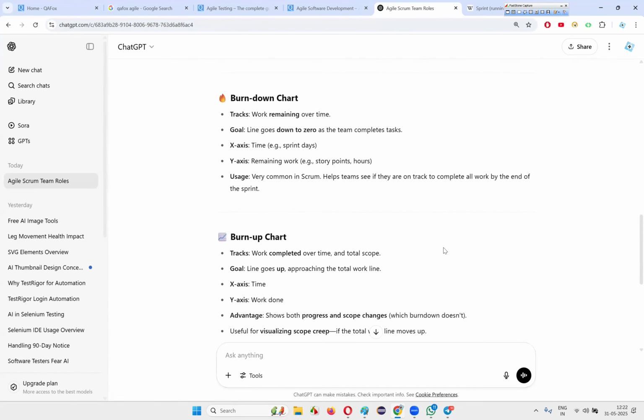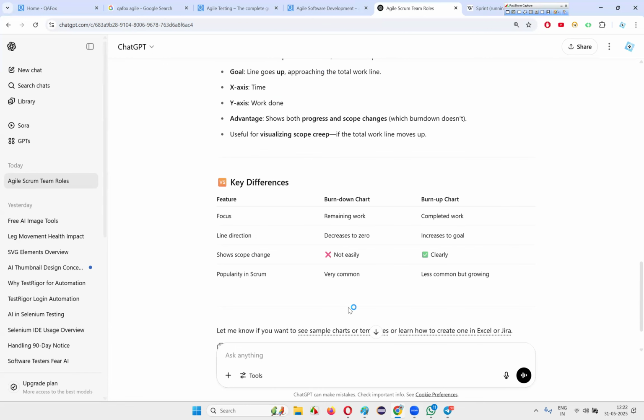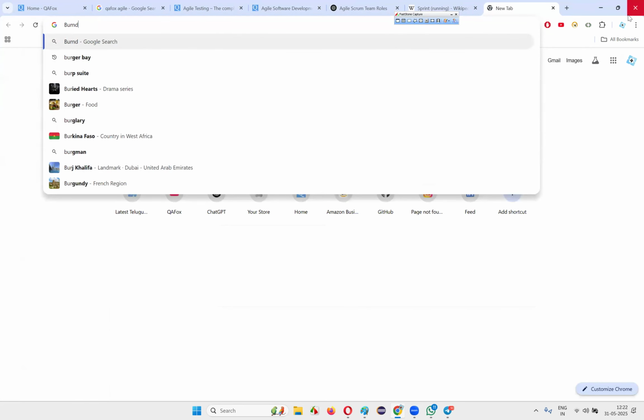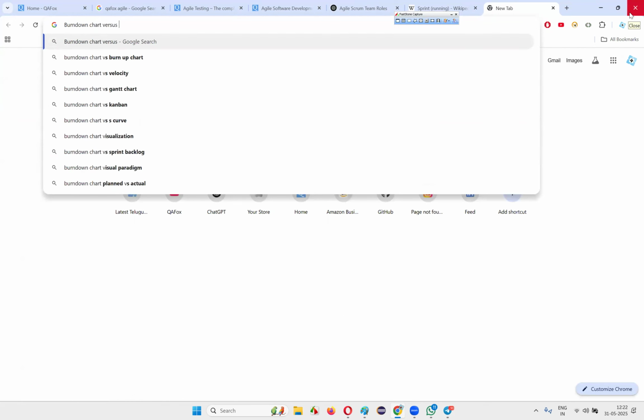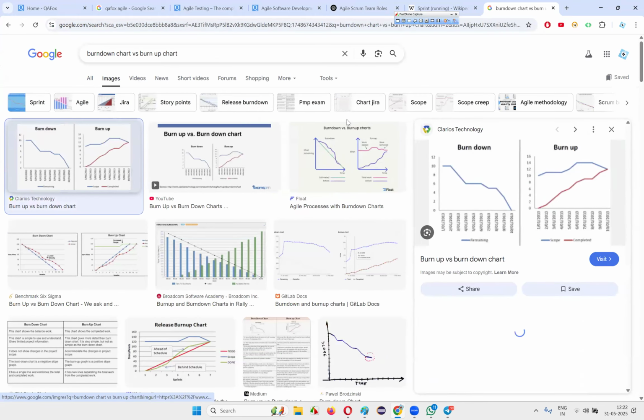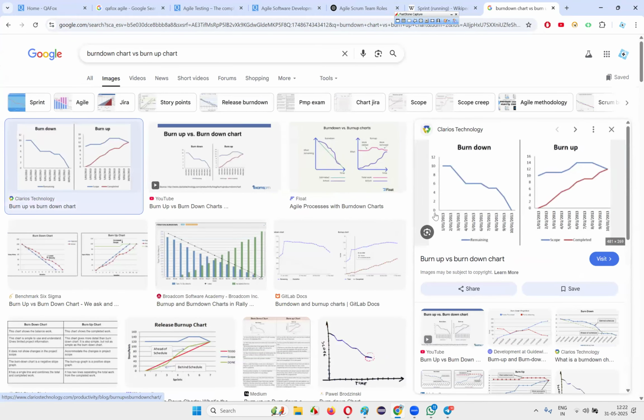How much work is completed? Here, how much work is remaining? Here, how much work is completed? So we'll go and see the images of burn down chart versus burn up chart. You can see the difference here. Story points are there and dates are there, and here how much work is completed is being tracked.